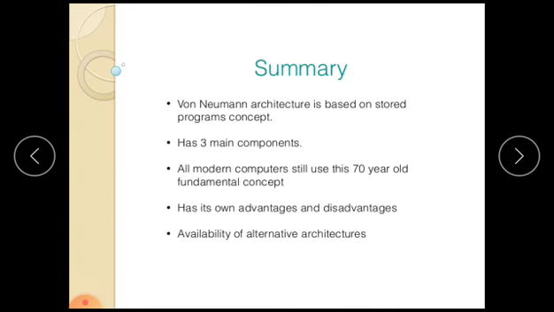Now the summary of this: von Neumann architecture is based on the stored program concept and has three main components: input-output interfaces, the central processing unit CPU, which is known as the processor, and the third one is the memory unit. All modern computers still use this 70-year-old fundamental concept, which has its own advantages and disadvantages, and the availability of an alternative architecture, which is the Harvard architecture.